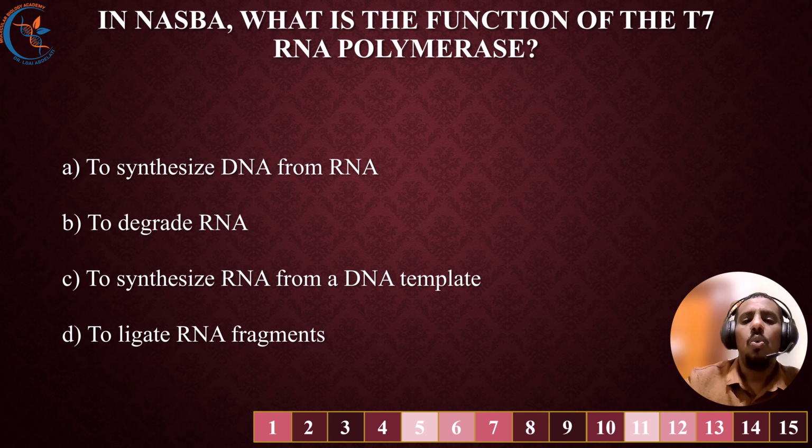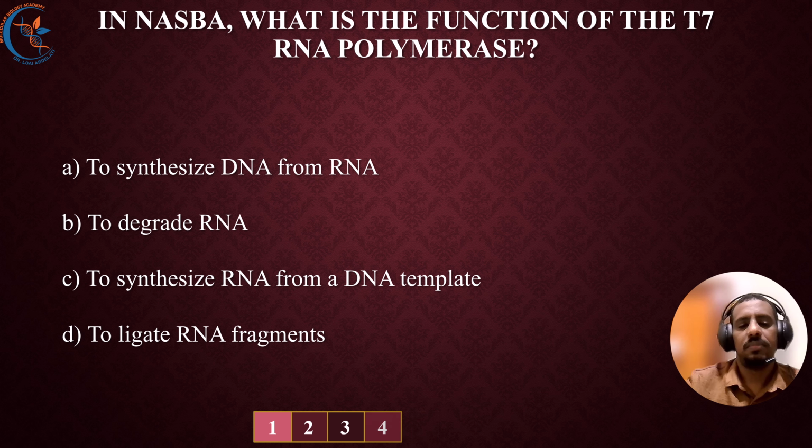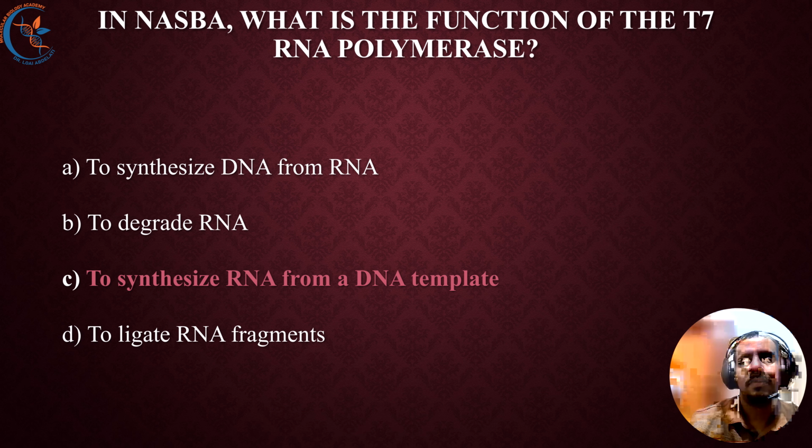In NASBA, what is the function of the T7 RNA polymerase? The correct answer is to synthesize RNA from a DNA template. As we know, T7 RNA polymerase synthesizes RNA from a DNA template, which is the crucial step in NASBA process to generate multiple RNA copies. Okay?